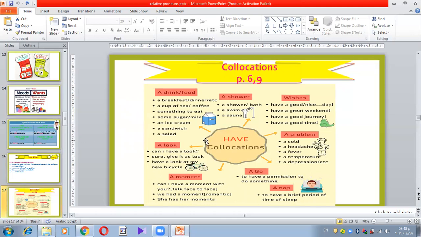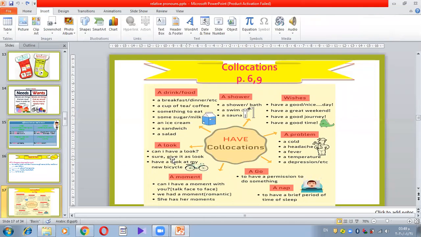So for example, you can say have for drink and food. So have breakfast, dinner, lunch, a cup of tea, coffee, something to eat, some sugar. You can say even milk, any kind of drinks as well. An ice cream, a sandwich, a salad. So things related to drink and food.